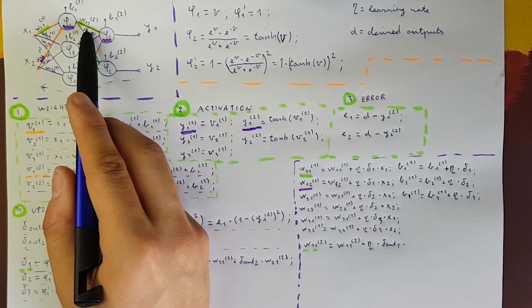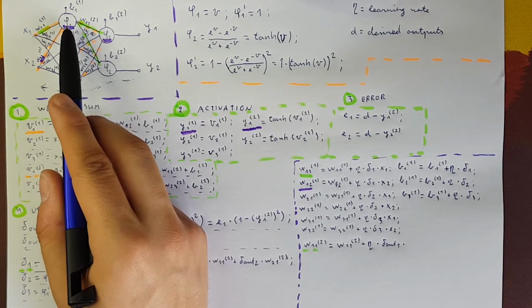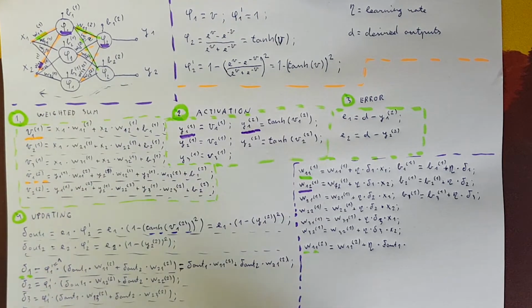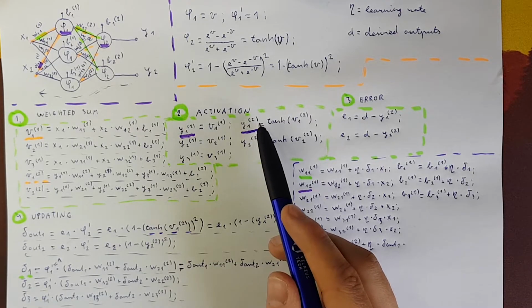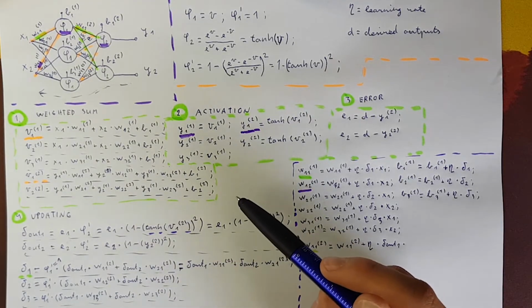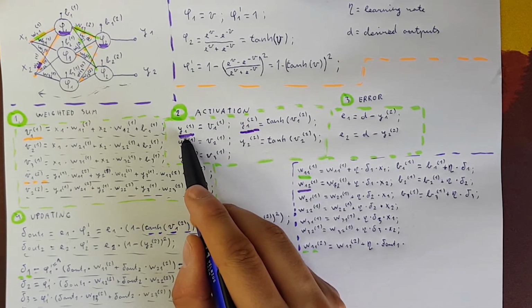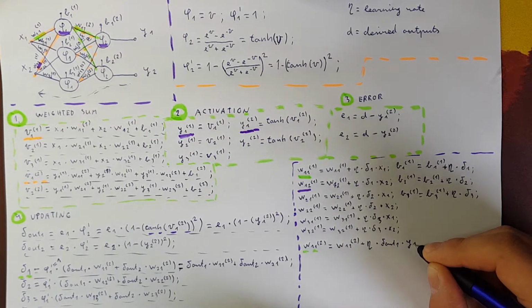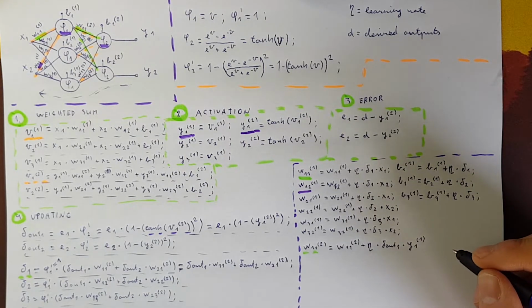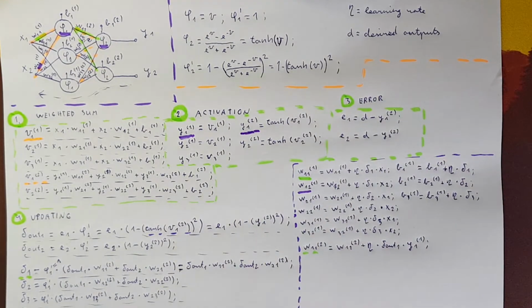So for W11 of the second layer, the corresponding input would be from the first neuron of the first layer, and it is a Y1 of the first layer. Y1 of the first layer, it is this one. So multiply by y1 of the first layer. And this is how it's done.